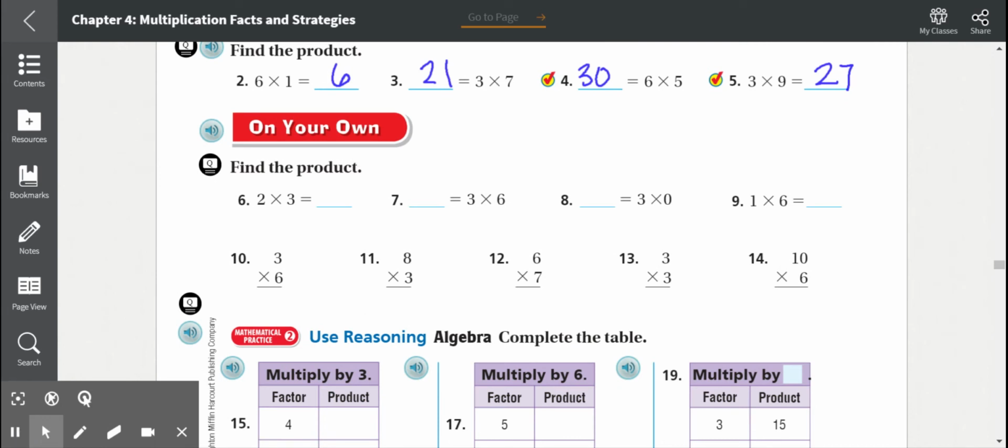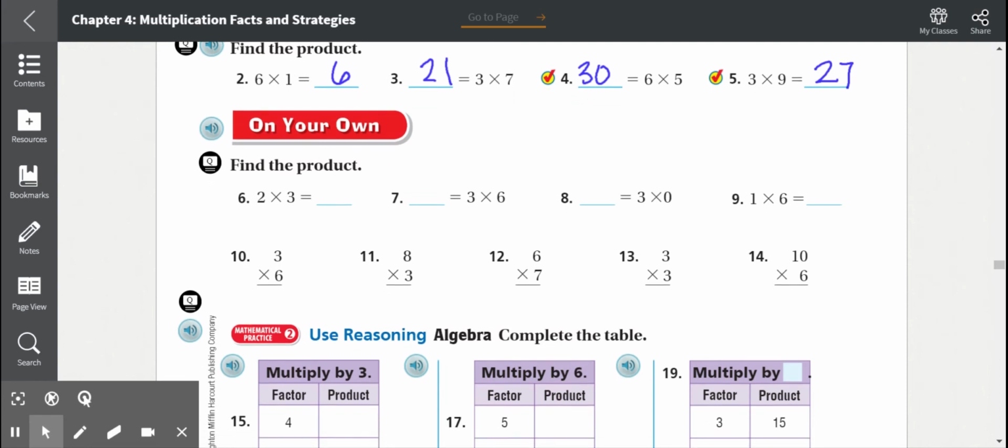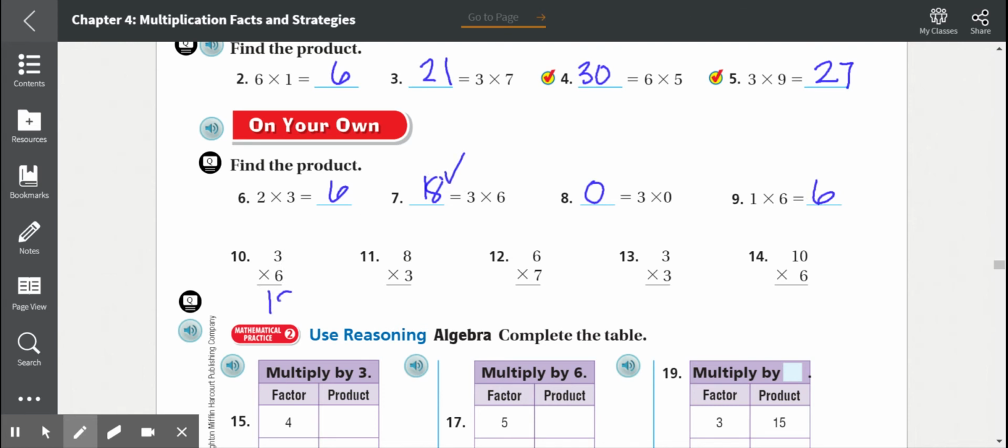So 2 times 3, you should have gotten 6. 3 times 6 is 18. 3 times 0 is 0. 1 times 6 is 6. 3 times 6, you just did it right here, 18.